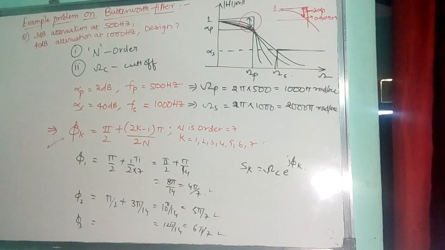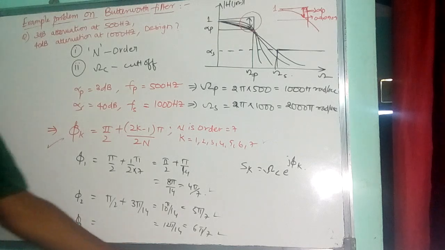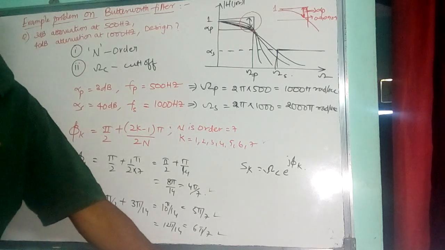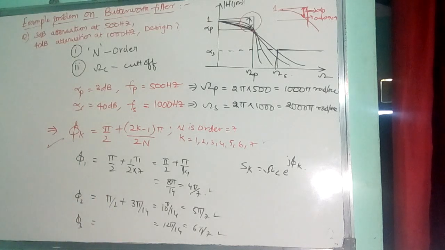This is how we solve for the design of the Butterworth filter when passband attenuation, stopband attenuation, passband frequencies and stopband frequencies are given. That's all for this video. In the next video we'll see how to calculate the poles location for a Chebyshev filter.